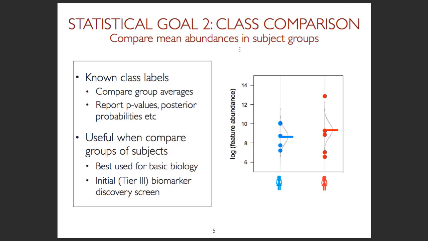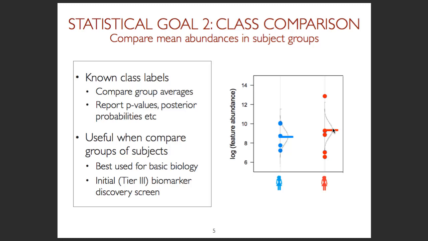And so the goal for us would be to compare the average protein abundance, let's say, among the healthy group to the average protein abundance in the disease group. The methods that we would use would be t-test, analysis of variance, permutation tests, and some Bayesian methods, and the type of output would be p-values, posterior probabilities, and so on. This is very frequently used in our field, and we talked about this extensively last week.